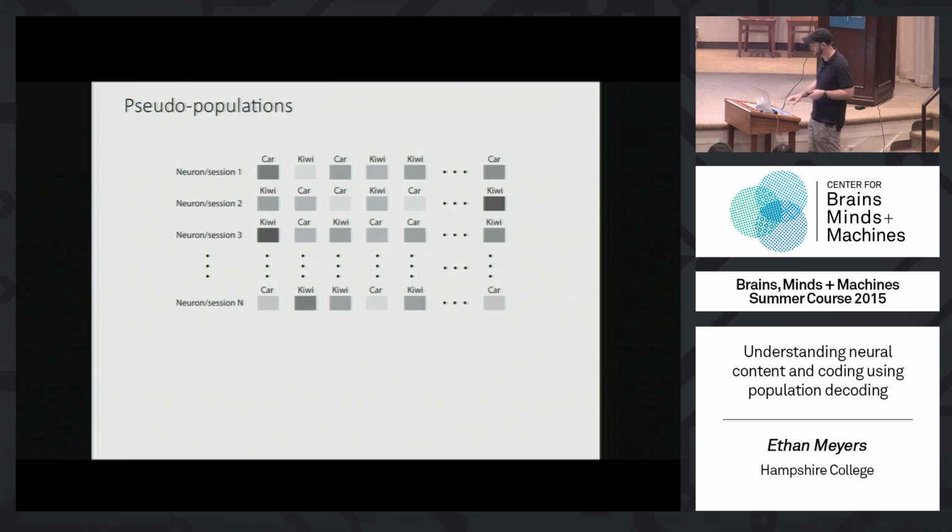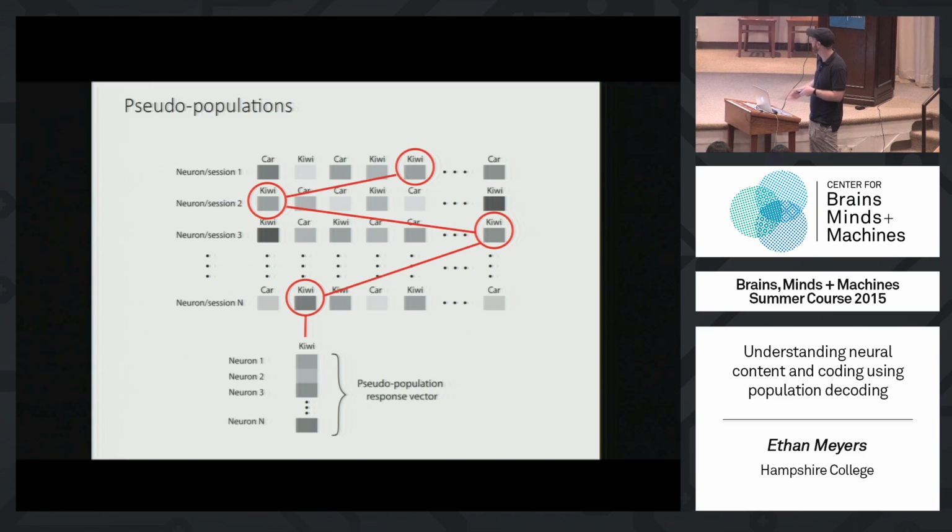If on the first day you recorded 1 neuron, and the second day you recorded a second neuron, et cetera, you can randomly select, say, one trial when a kiwi was shown from the first day, another trial from the second day, et cetera. You randomly pick them, and then you can build up this virtual population. You can do that for a few examples of kiwis, a few examples of cars, and then you just train and test your classifier like normal. This broadens the applicability. Then you can ask questions about what is being lost by doing this process versus if you had actually done the simultaneous recordings. We'll discuss that a little bit more later.